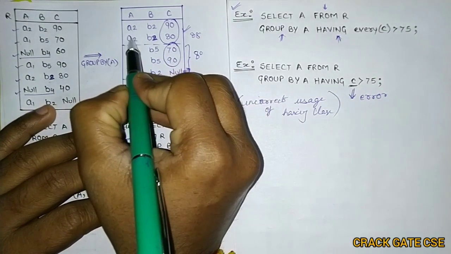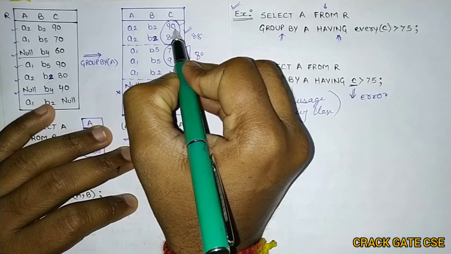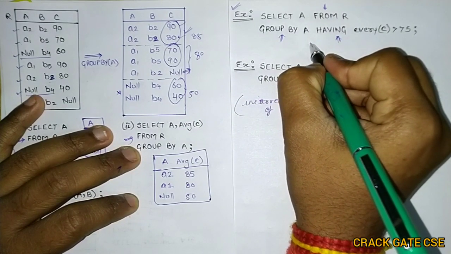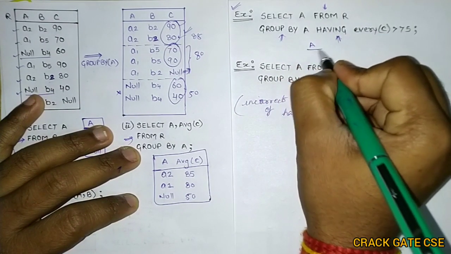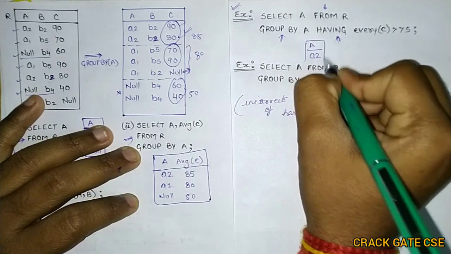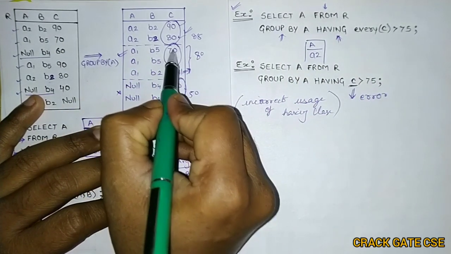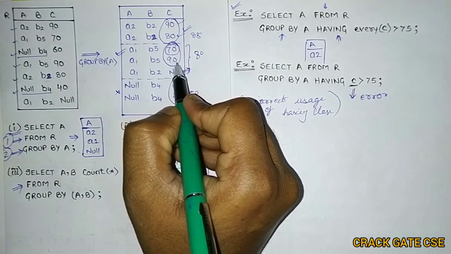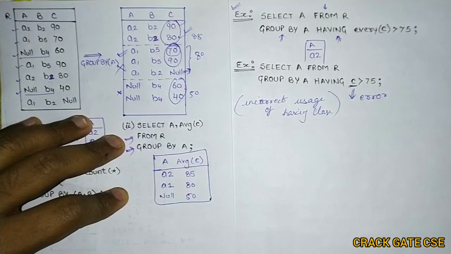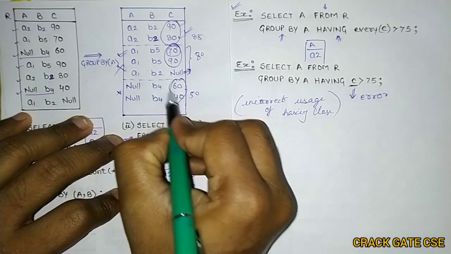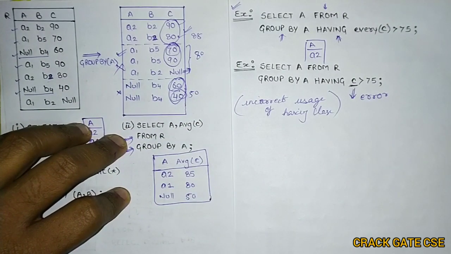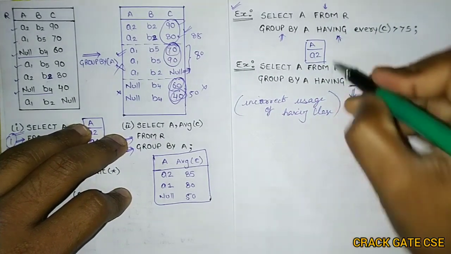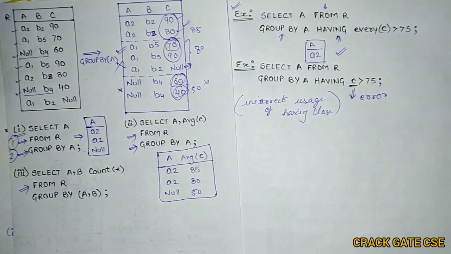We have the group of A2, where we check the first C: is this greater than 75? Yes. Is this greater than 75? Yes. Then this group will be in the output, like A, and under A there will be A2. Now check for A1. In A1 this 70 is not greater than 75. So if any one row fails the condition of having, then it has to be discarded. So A1 cannot be in the result. Now let's check for the null. In null also the C is not greater than 75, so it will also be discarded. So what will be the output of this particular query? A2 will be the output.